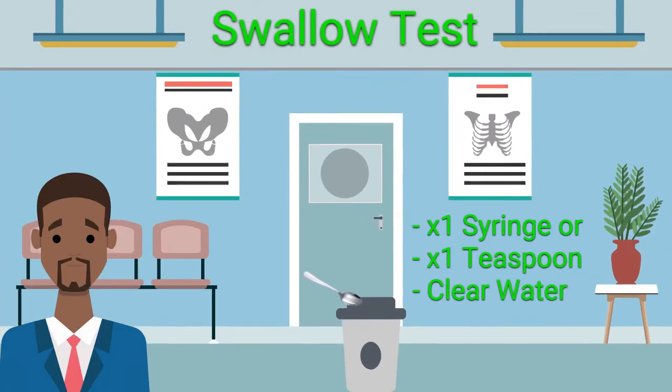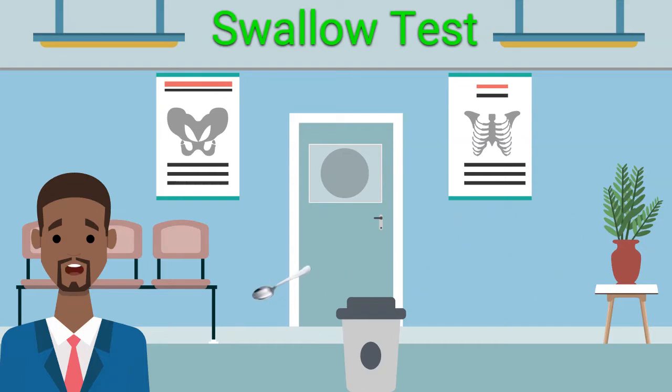To perform the swallow test, you will need a teaspoon or a 5 ml syringe as well as a cup of water. Give the patient 5 ml of clean water and observe whether the swallowing is delayed, absent or appears painful. If the patient drools or spills water out of their mouth, they will fail the test.